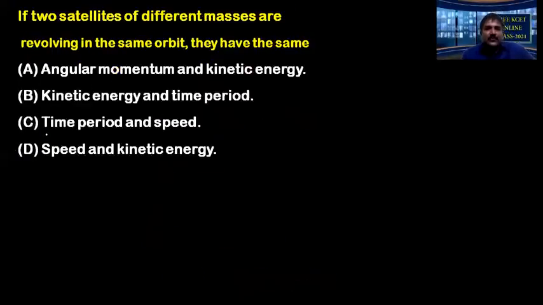The next question: if two satellites of different masses are revolving in the same orbit, they have the same... So these are some concepts you must remember to answer this kind of question. Two planets or two satellites are revolving around the Earth in the same orbit. Same orbit means height is the same. So when height is the same, speed is the same. Speed and time period depend on the height at which the satellites are revolving.